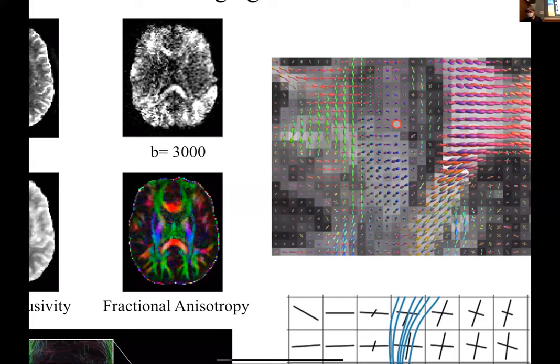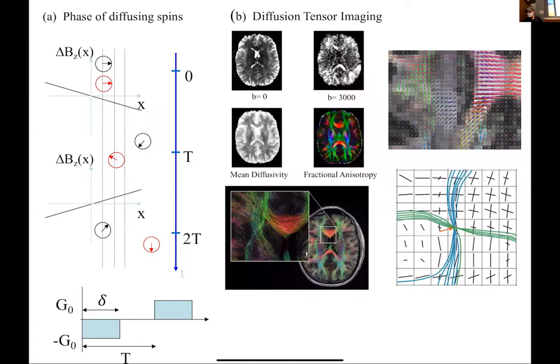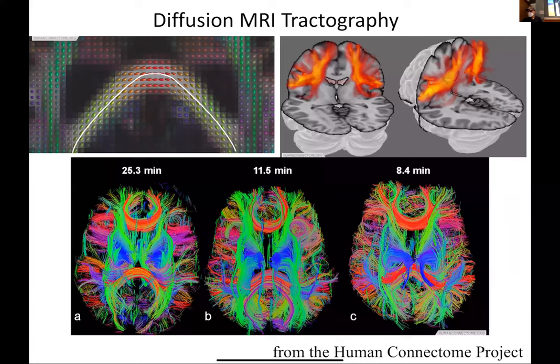And so once you have that, then you can actually resolve, for example, things like this, where these are two crossing fibers. And now instead of ellipsoids, sometimes you have crossing ellipsoids. So that's just sort of more advanced diffusion tensor imaging, where you just have more voxels, more diffusion directions. And what you get then at the end of the day is that you can make these really nice images of the human brain, the wiring.